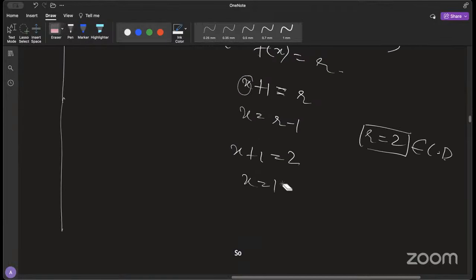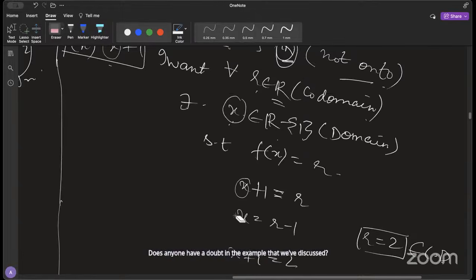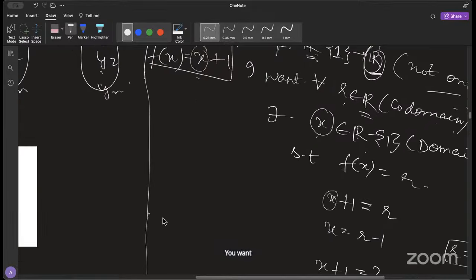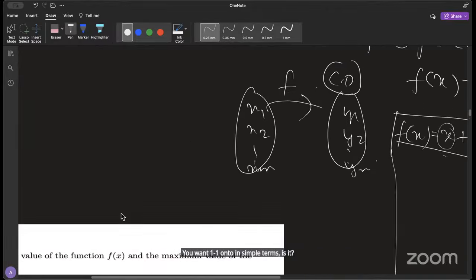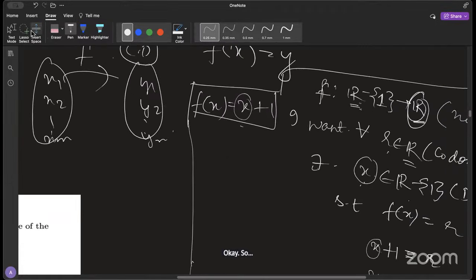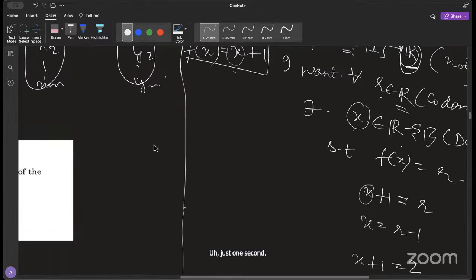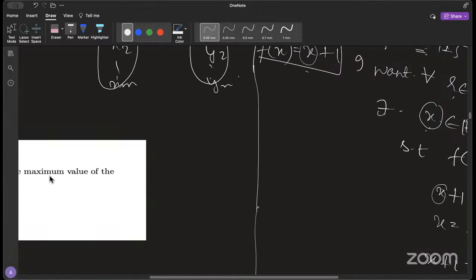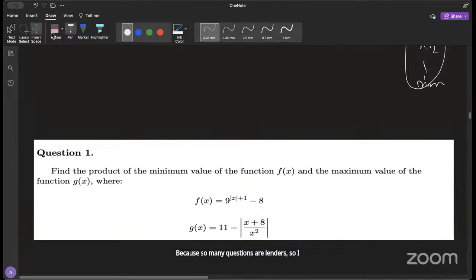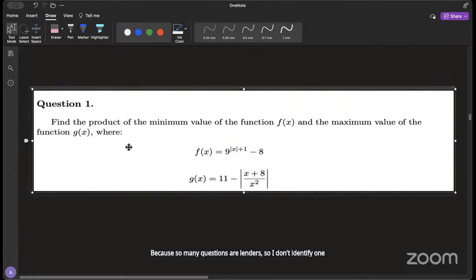Does anyone have a doubt in the example that we discussed? Can I ask you something? Yes. One-one and onto, can you explain in simple terms? You want one-one and onto in simple terms, is it? Yeah, ma'am. Okay. Just one second. Because so many questions are lengthy, I can't identify one-one and onto, so it's more difficult.